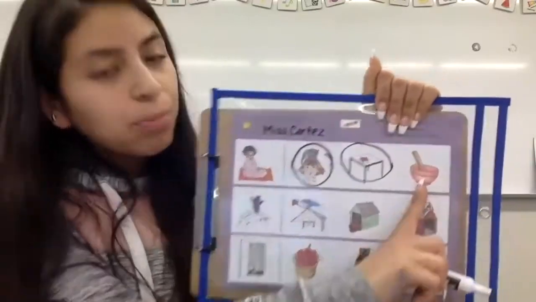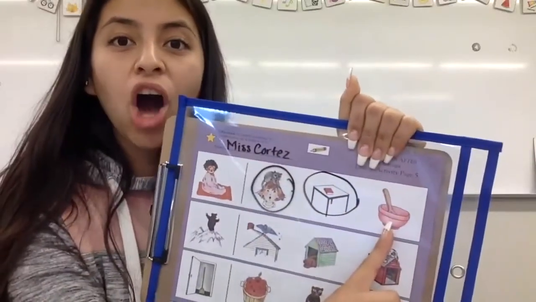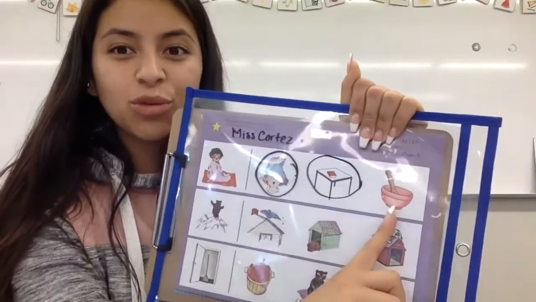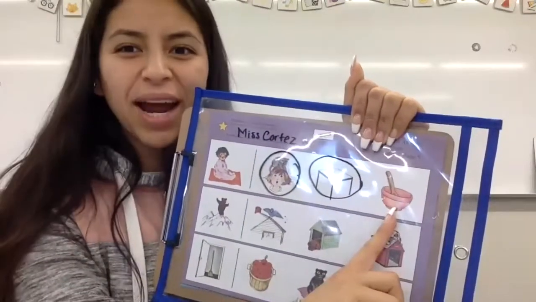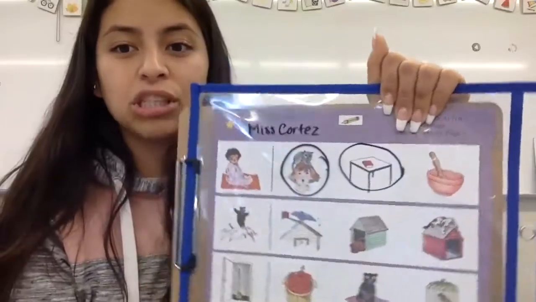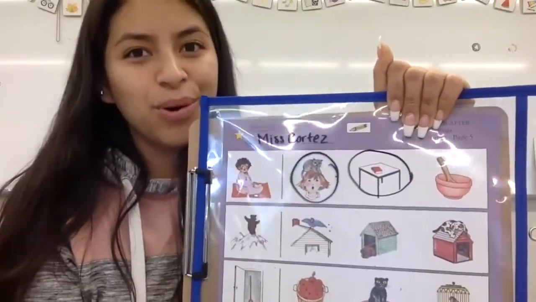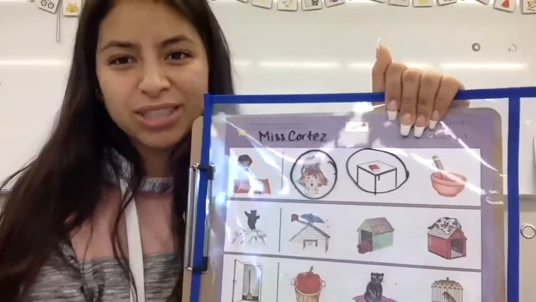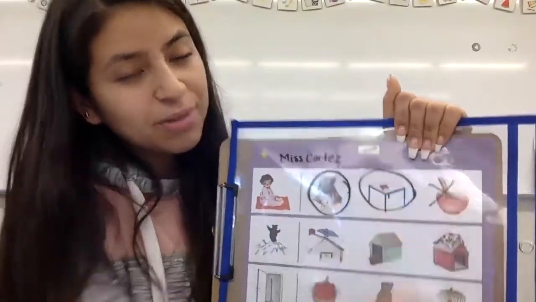Now let's look at the bowl. Does the bowl have anything on it? Do we circle this one? No, right? It has a spoon, but the spoon isn't on the bowl. The spoon is in the bowl. So they're two different position words. So we're not going to circle this one.